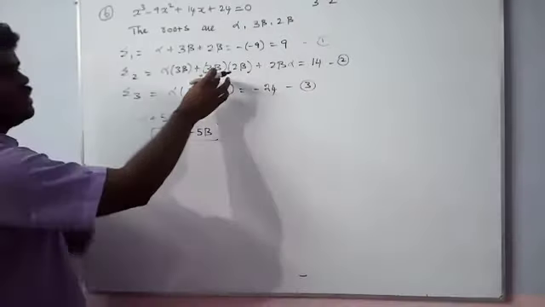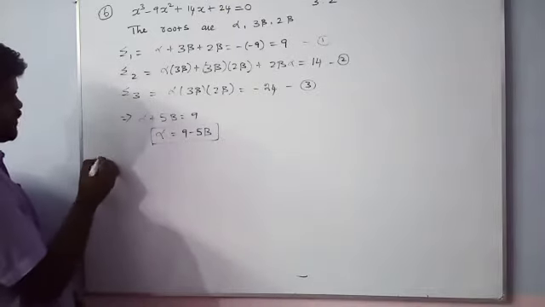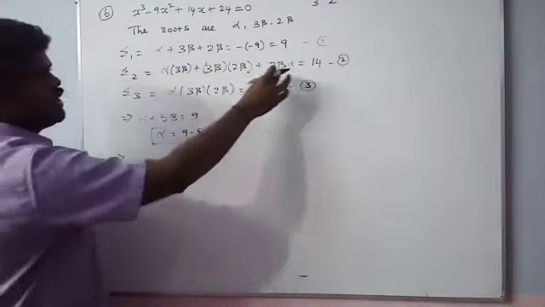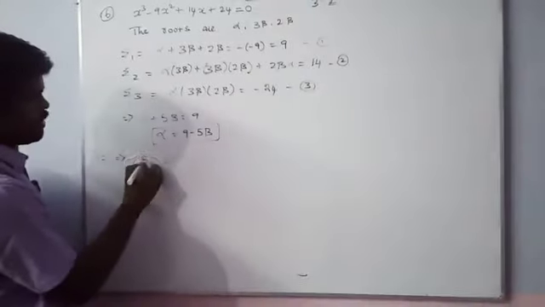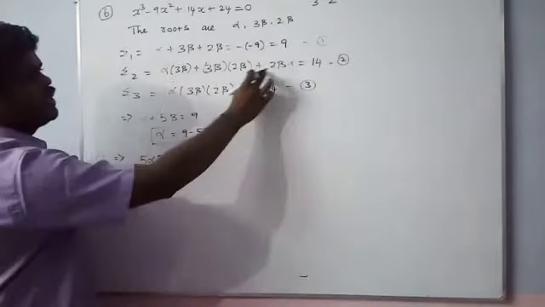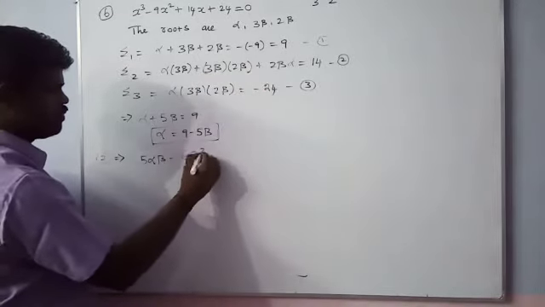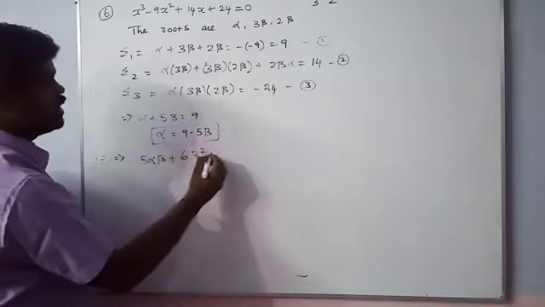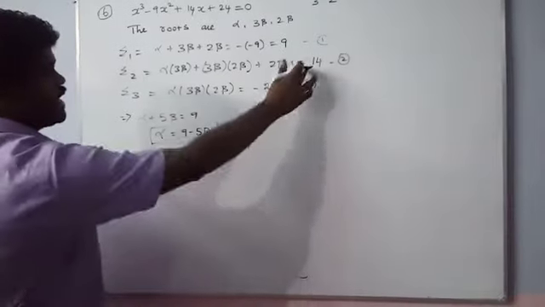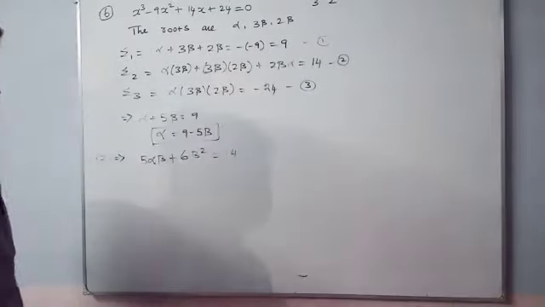And the second equation implies that this is 3 alpha beta, this is 2 alpha beta, totally 5 alpha beta, plus 3 into 2, 6 beta square, is equal to 14. The second equation is 5 alpha beta plus 6 beta square is equal to 14.